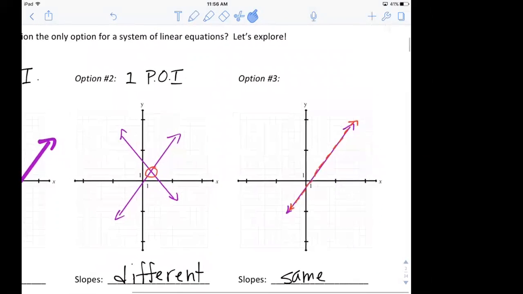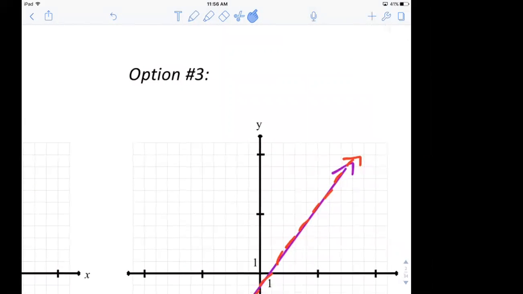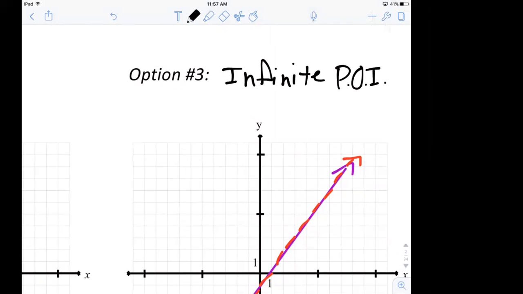So what does this option really mean? Well, if they completely overlap one another, we say that there are infinite points of intersection. So infinite POIs. Write that a little neater.